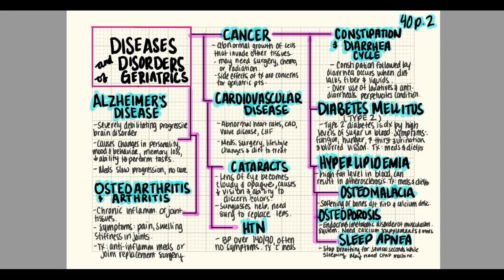Cancer is an abnormal growth of cells that invade other tissues. They may need surgery, chemo, or radiation, or a combination of any of those. Side effects of the treatment options are bigger concerns for geriatric patients because it is harder on them than it is on a younger person.